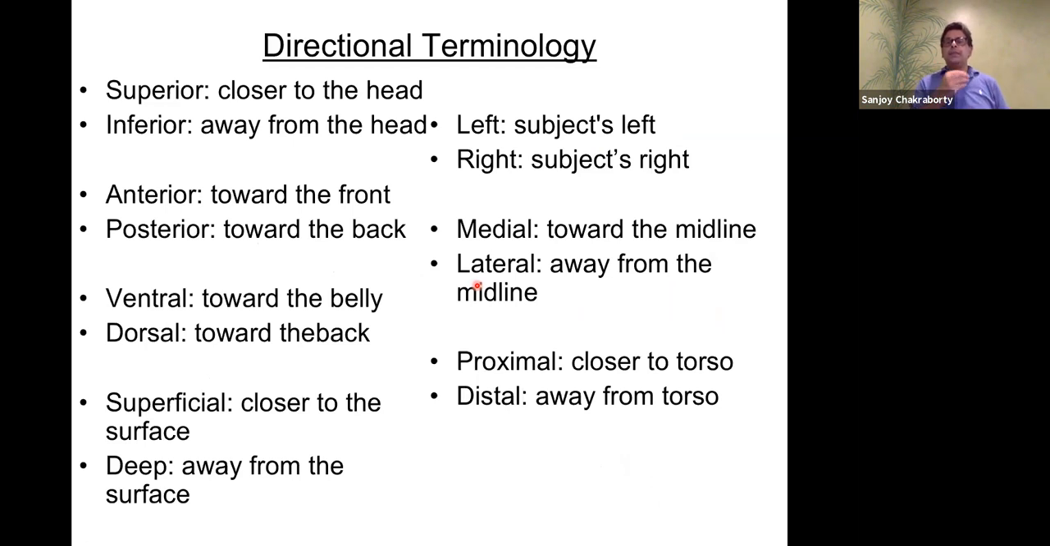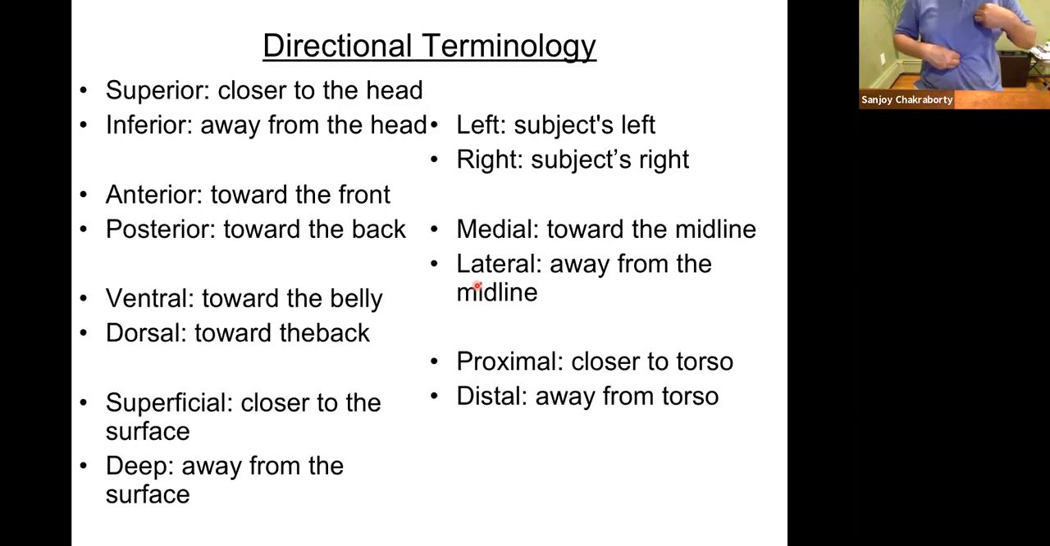So let's say this is your heart located right over here, and your liver located somewhere in the abdomen. Okay, so this is your heart, this is your liver. Which one is closer to the head? This one is closer to the head. So we can say heart is superior to the liver. On the other hand, liver is inferior to the heart.